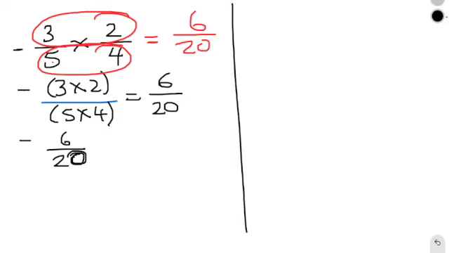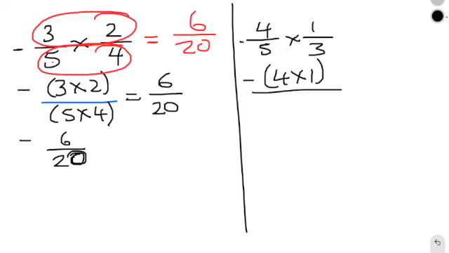It's another simple problem. How about we do 4 over 5 times 1 over 3? Once again, we want to multiply all of the numerators together, and that's going to be over all of the denominators multiplied together, 5 times 3. And that would be 4 times 1 is 4, and 5 times 3 is 15.